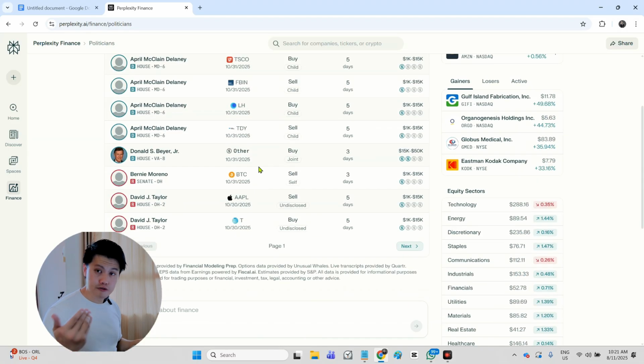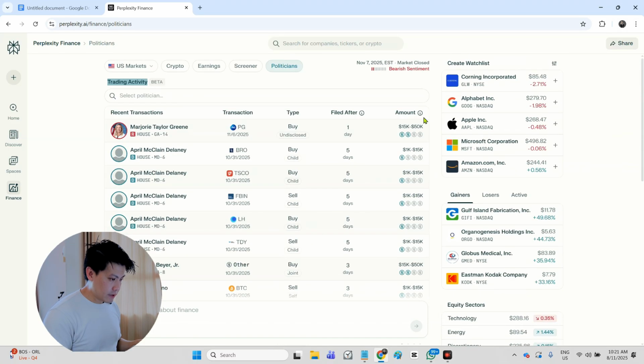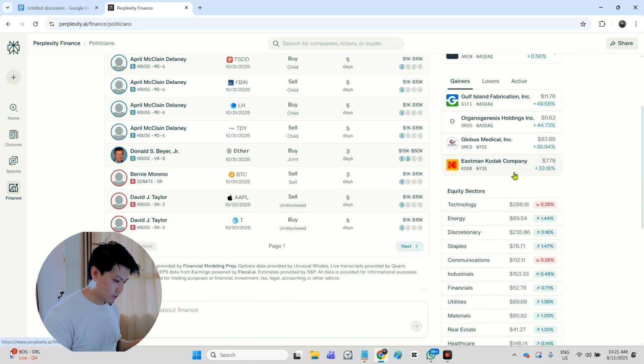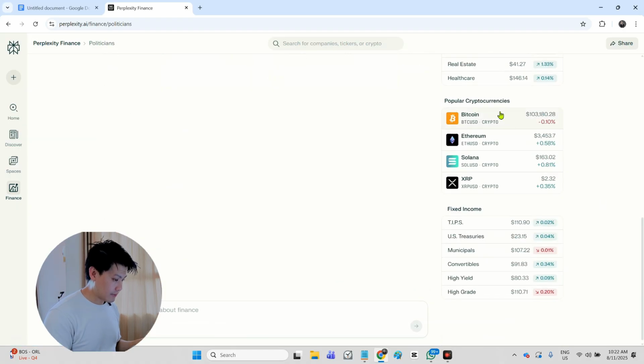Okay, and then you also can create your own watch list, and also the gainers, the losers, and the active companies. And then it also has categories based on the equity sectors on your right hand side over here, and the most popular cryptocurrencies on ranking.